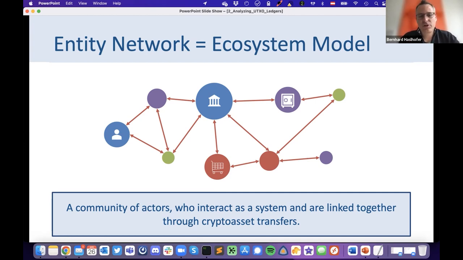And this is also the model we are interested in analyzing in practice, because we are interested in the links, in the transfers between actors, and in understanding those links.